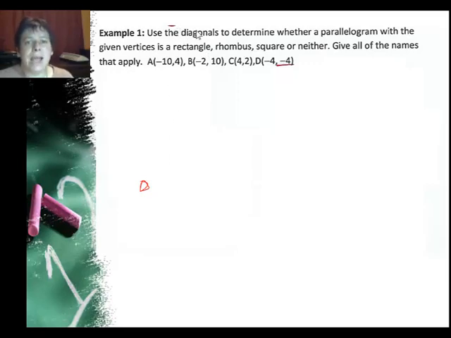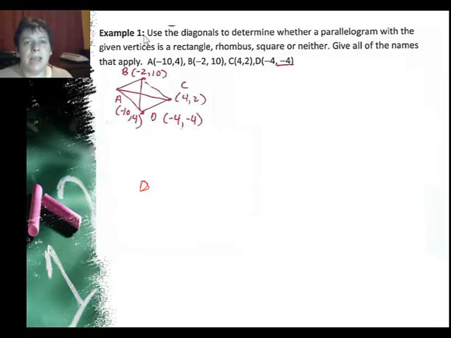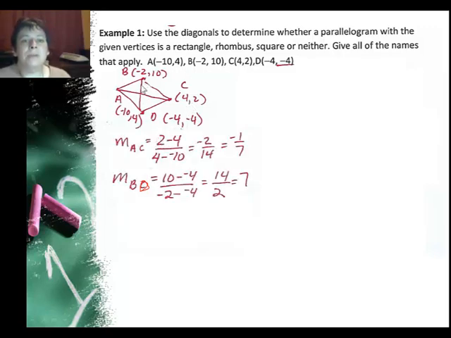I'm going to use diagonals, notice they say diagonals, to determine whether this is a rectangle, rhombus, square, or neither. So I'm going to give all the names. And I went ahead, this is not exactly accurate, but I didn't give you any graph paper, I should have. And I just plotted the points in order A, B, C, D, because when they give you a parallelogram, they usually give you the points in order around the edge. And the first thing I'm going to do is compare the slopes of AC and of BD, the two diagonals.